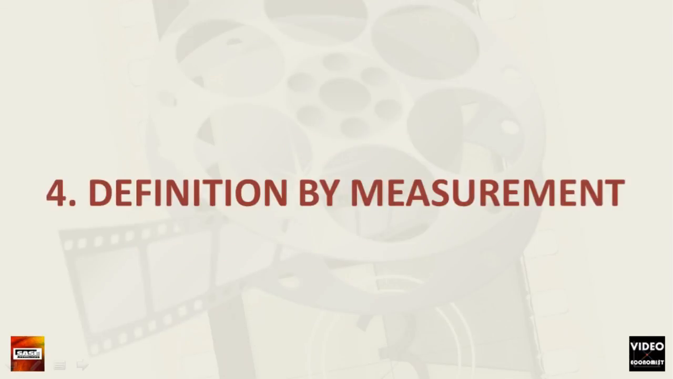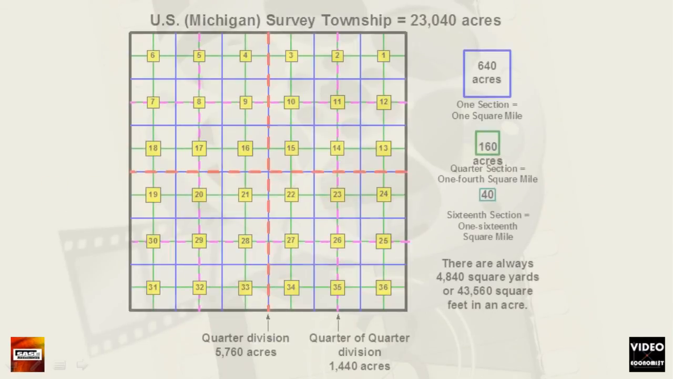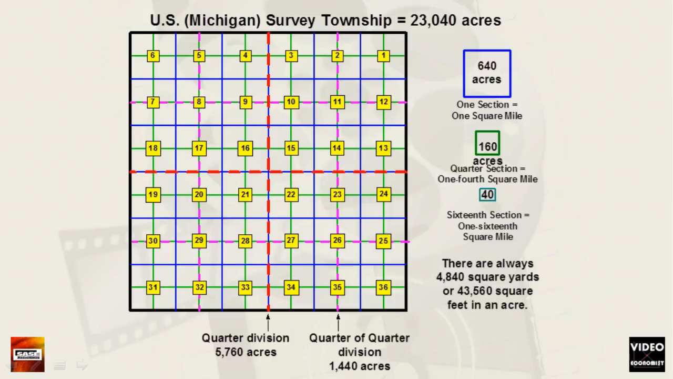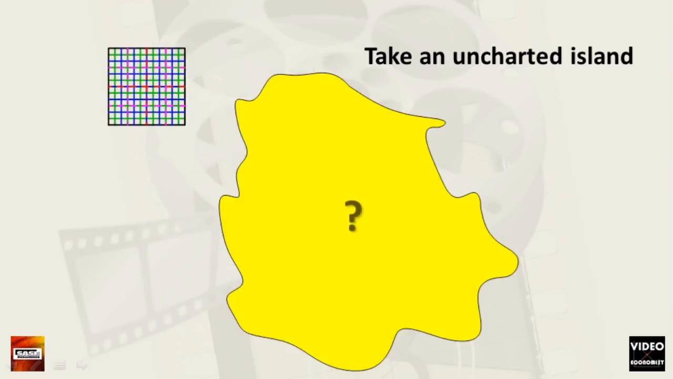If we move on to definition by measurement, we're going to look at the township as our basic standard of measurement. A township is 6 miles by 6 miles square, in other words 36 square miles, encompassing 23,040 acres.